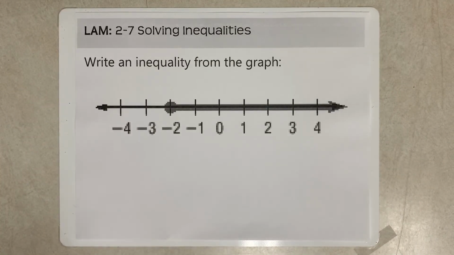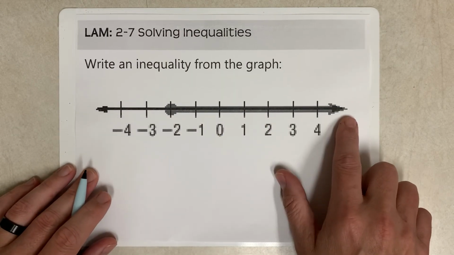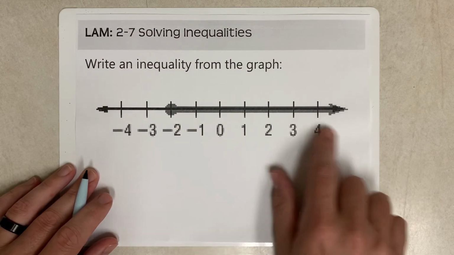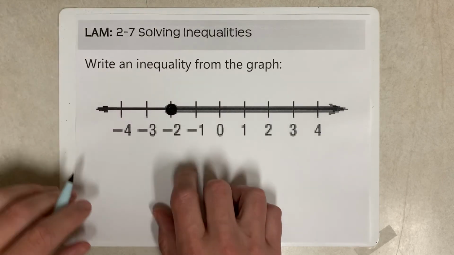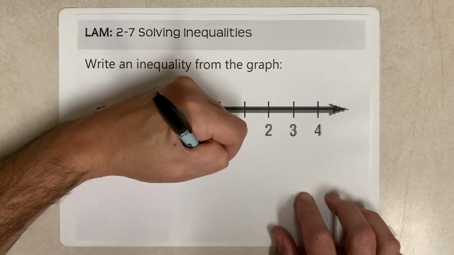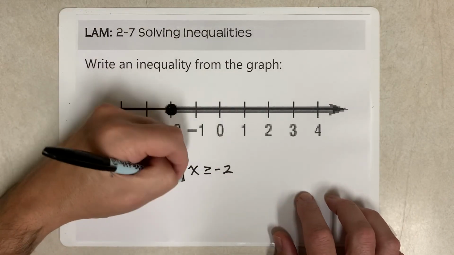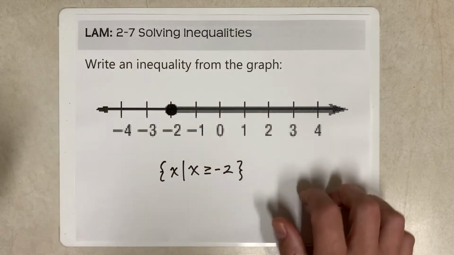Here, if we read the graph, we see we have all numbers from negative 2 on up. So that'd be all real numbers greater than or equal to negative 2, because it's a closed circle. That is definitely a closed circle right there. So all x greater than or equal to negative 2. And let's put that into set builder notation. And then we're done with that one.